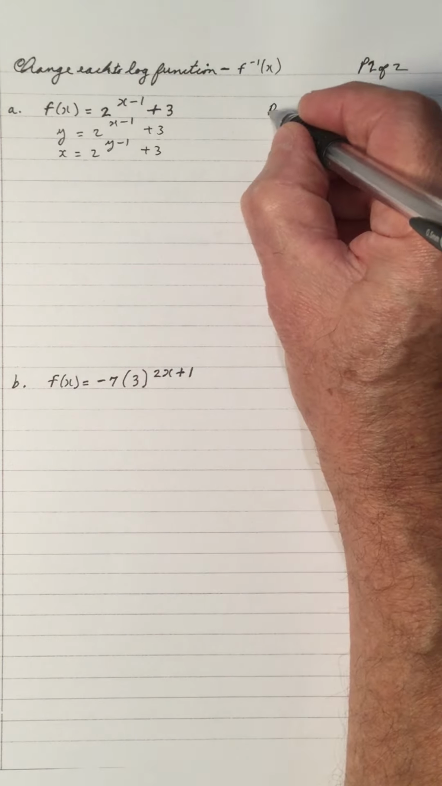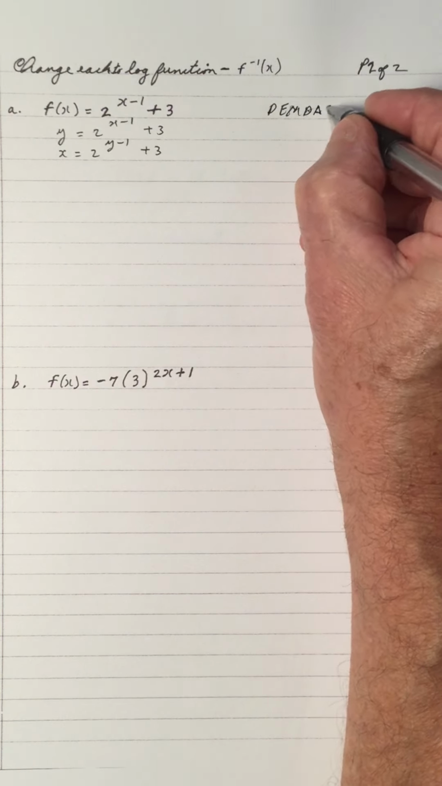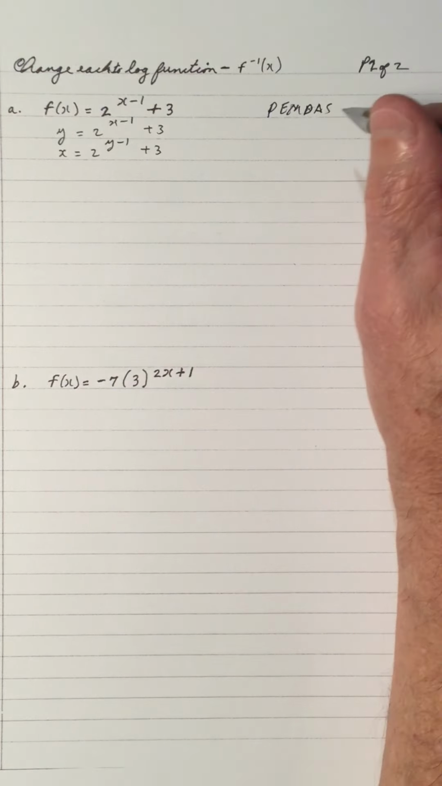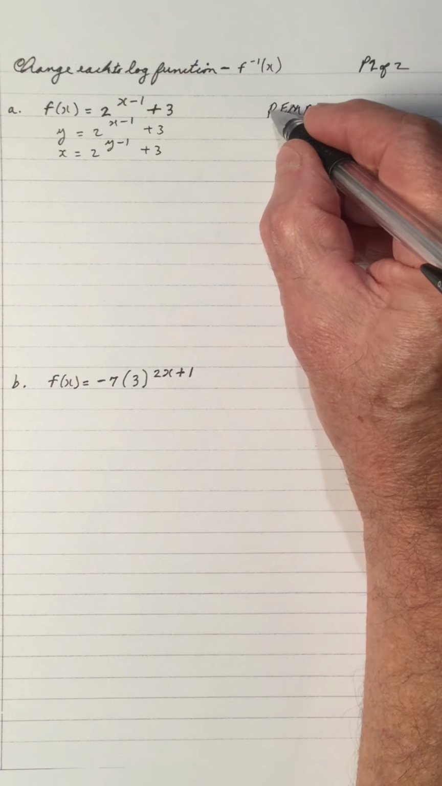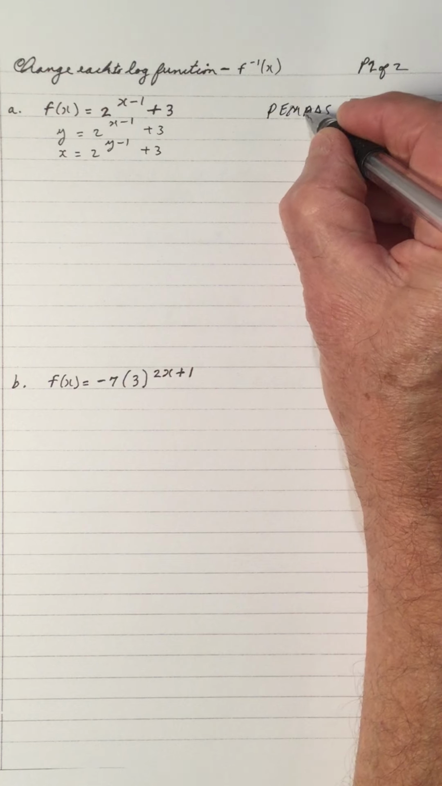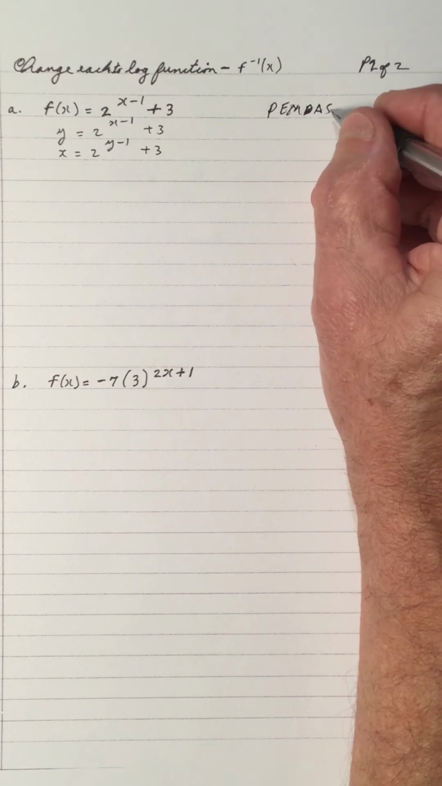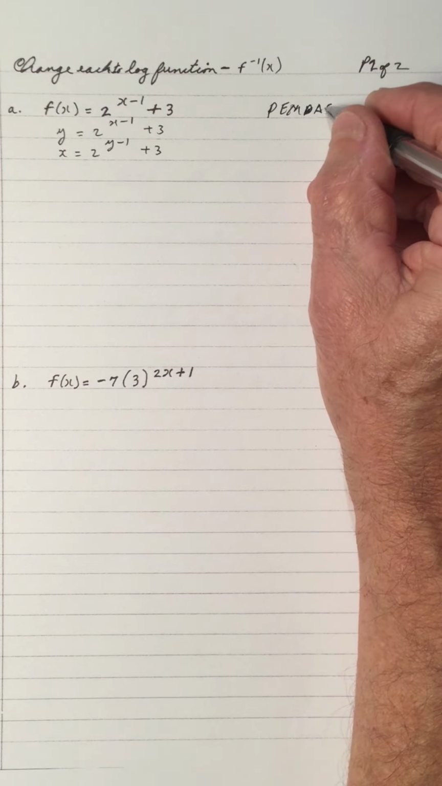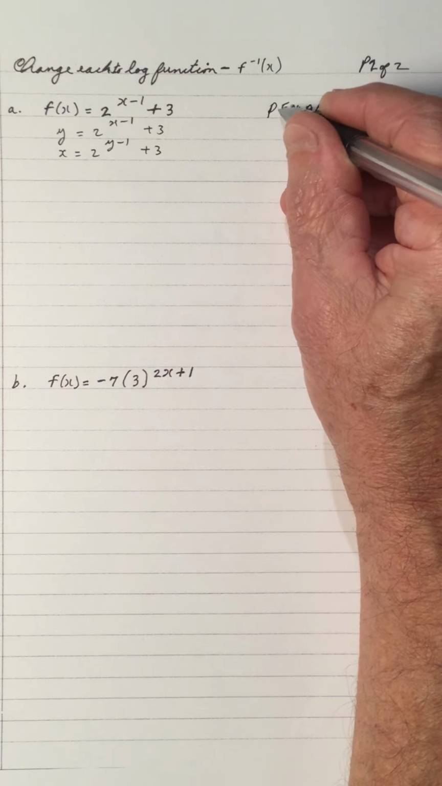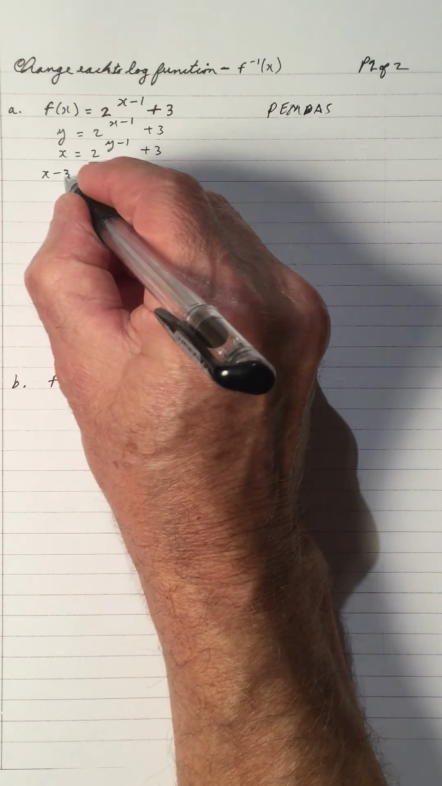Now, I want to just go over PEMDAS. When we're finding an inverse, normally when we do the order of operations, we do brackets, exponents, multiplication, division, addition, subtraction. But when we're doing the inverse, we work backwards. That is, we do the addition, subtraction, then we do the multiplication, and then we do the inside of the brackets and exponents. So what we do, we move the plus 3 to a minus 3.